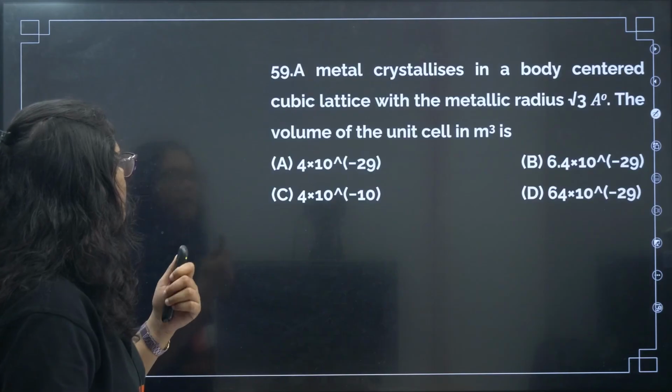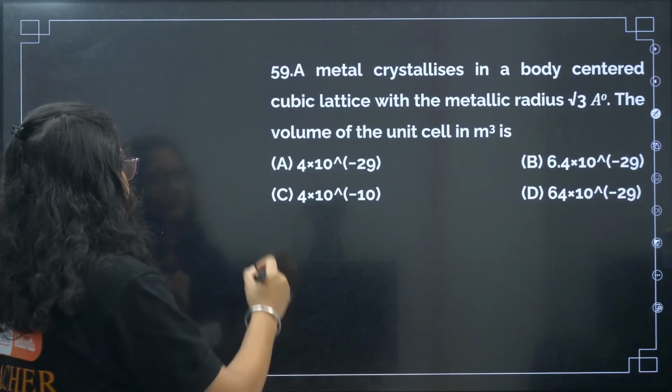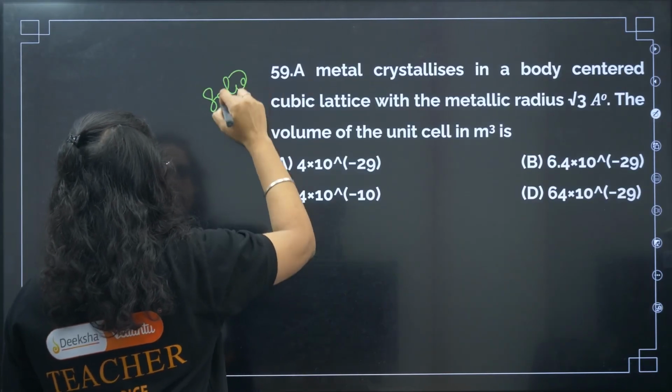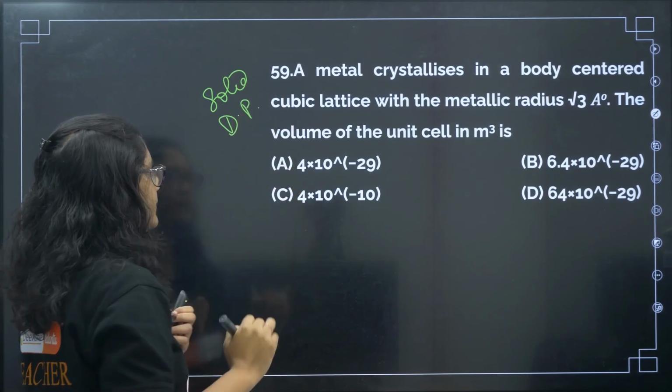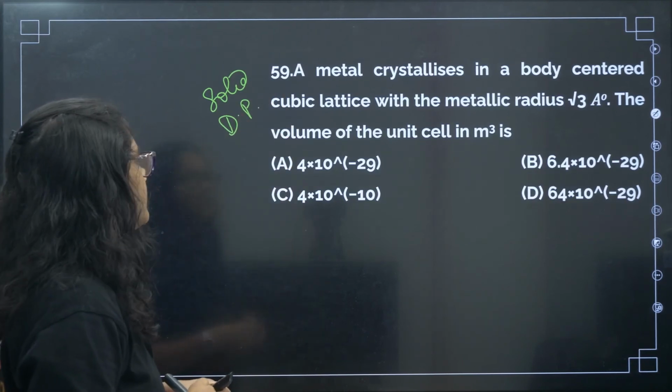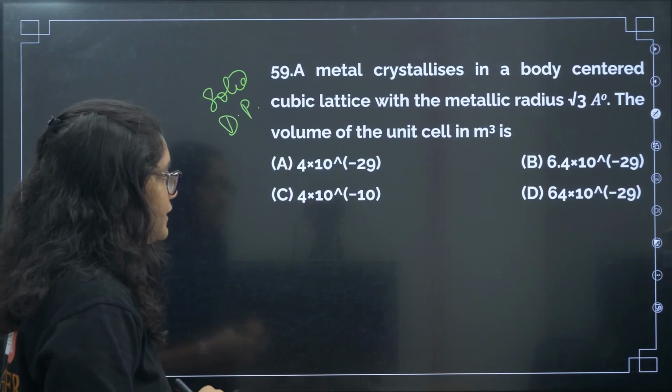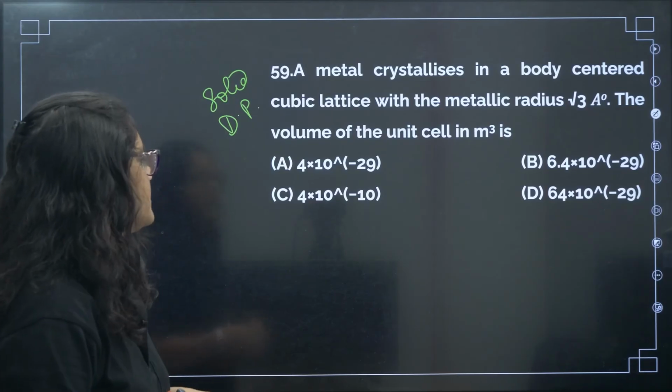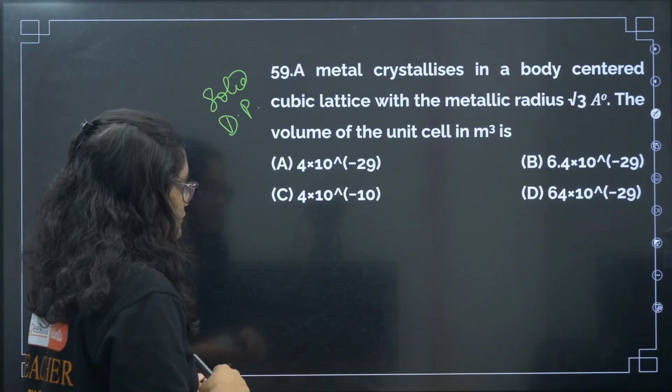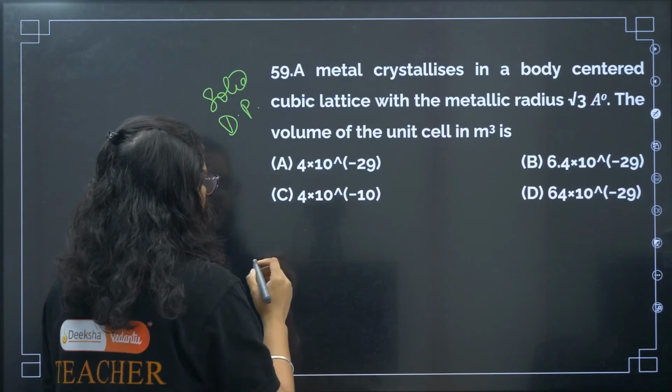Now coming to question number 59. Again this question is from your solids chapter, which is the deleted portion, so no need to study this chapter. A metal crystallizes in a BCC cubic lattice with a metallic radius given as √3 angstrom. The volume of the unit cell is. I will just tell you how to calculate this.